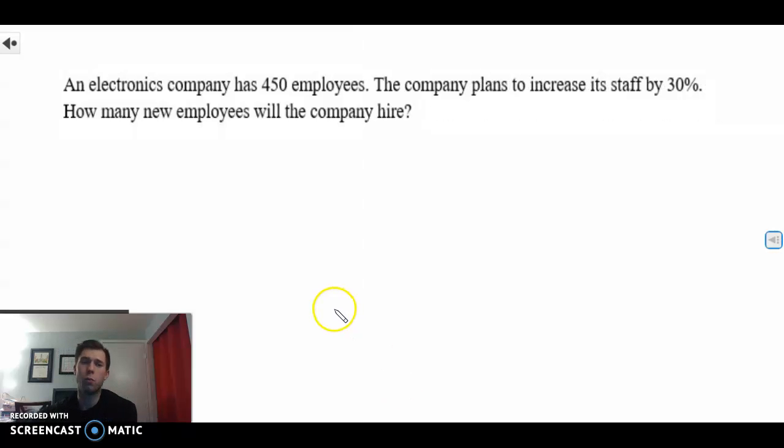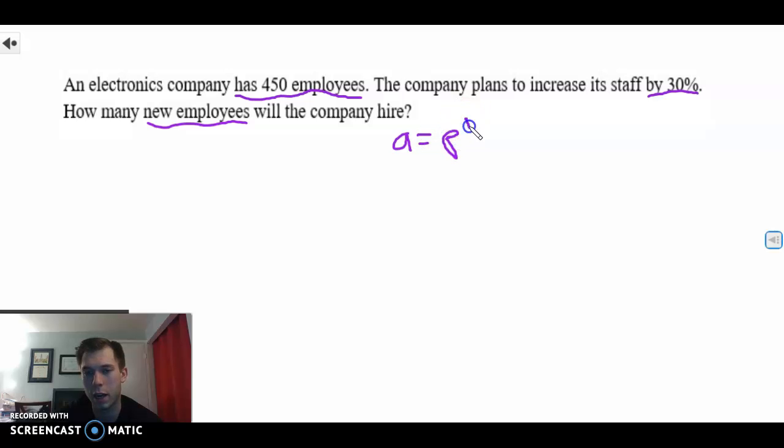So now we're going to break down some word problems. So an electronics company has 450 employees. The company plans to increase its staff by 30%. We want to know how many new employees will the company hire. So we're going to use our equation A equals PB. Now I want you to notice here, we don't have the word is or of in this.